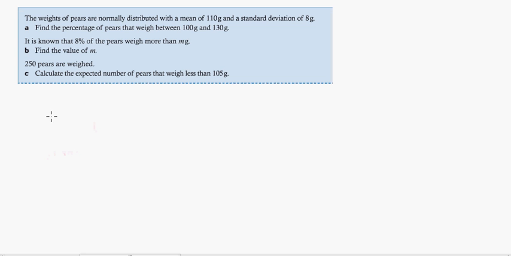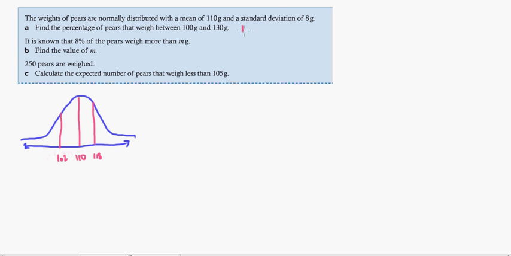Okay, the weights of pears are normally distributed with a mean of 110 grams and a standard deviation of 8 grams. Again, it's nice to draw a sketch just to get an idea. I'm sure your drawing will be better than mine, as always. The mean is 110, and the standard deviation is 8, so one standard deviation up would be 118, and this would be 102, etc., as you go up.